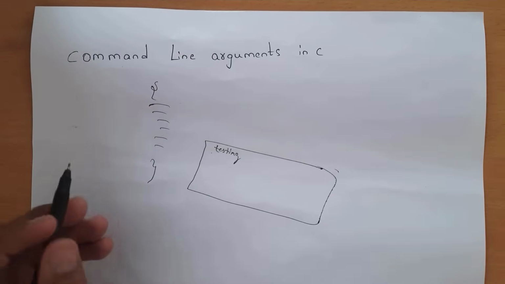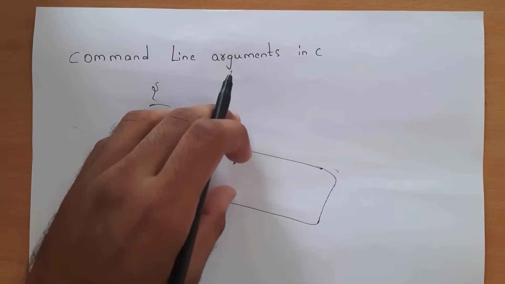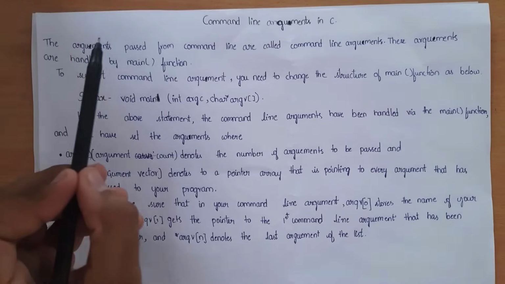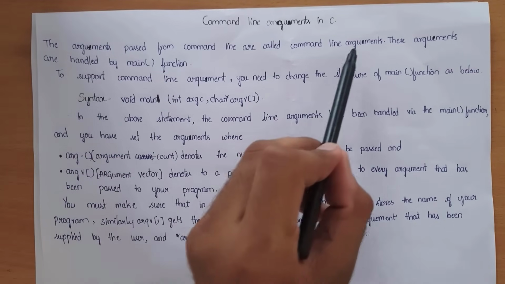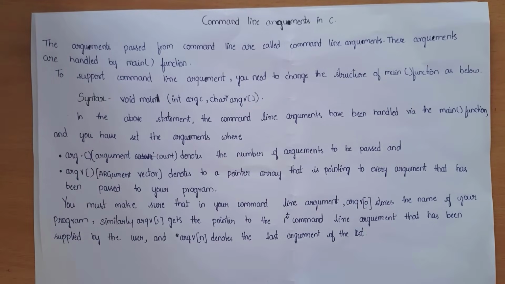Testing is an argument. So arguments which are passed from the command line are known as command line arguments. Arguments passed from the command line are called command line arguments. These arguments are handled by the main function.